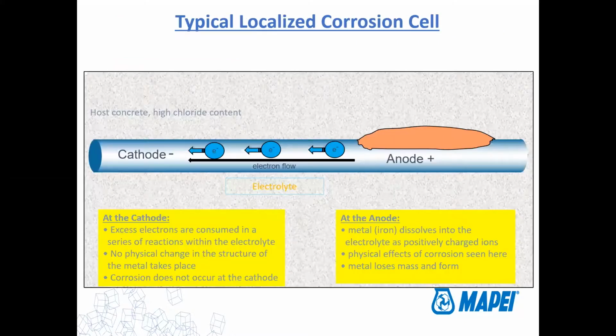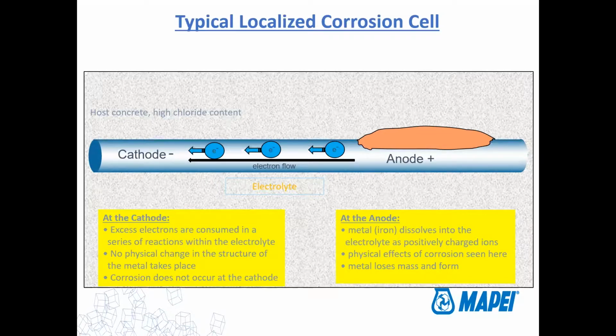So, in a corrosion cell, what we talked about is having that anode and cathode. We've got the anode where the corrosion is happening, and we've got the electron flow out of the anode over to the cathode. And of course the electrolyte is the surrounding concrete. So the excess electrons are consumed in a series of reactions. The cell starts formulating, and you get this continuous cell of rusting of the reinforcement bar.